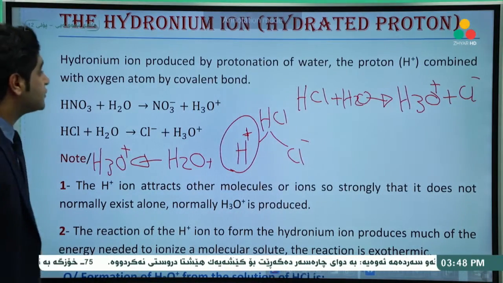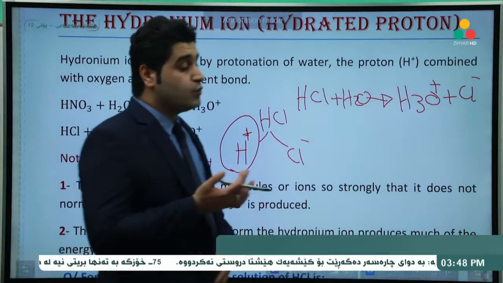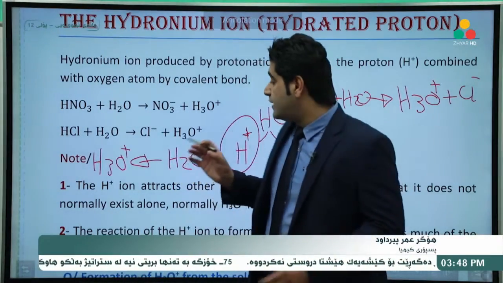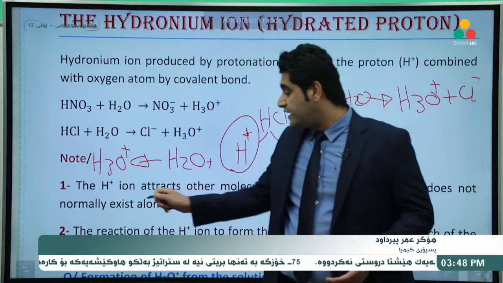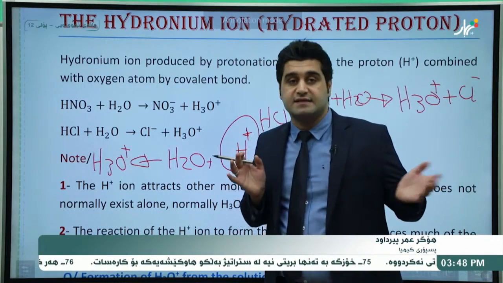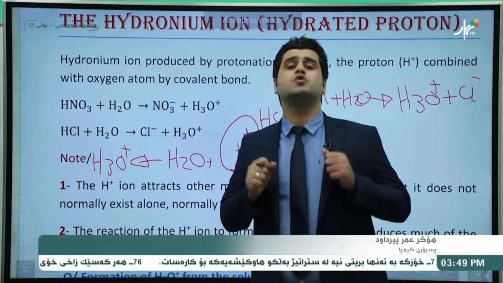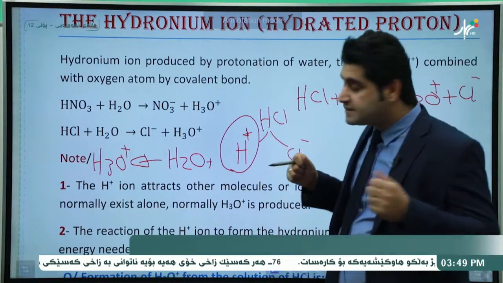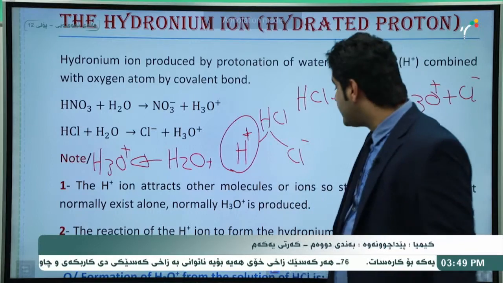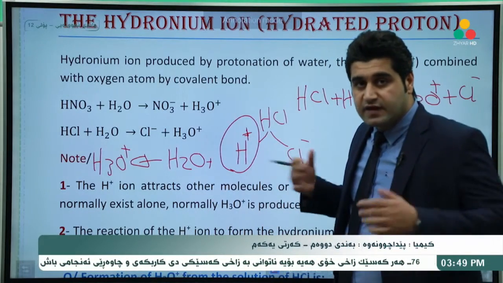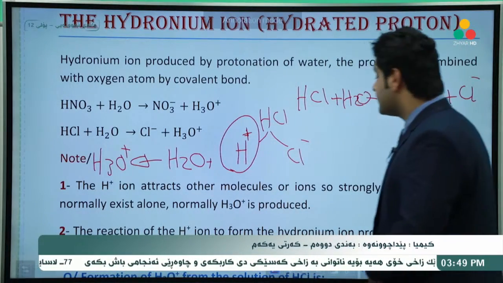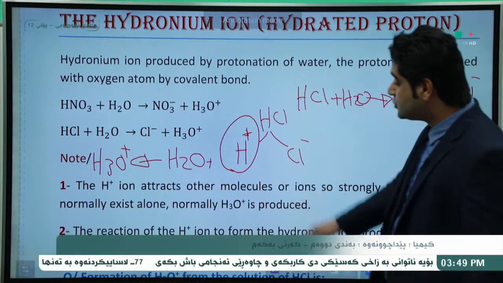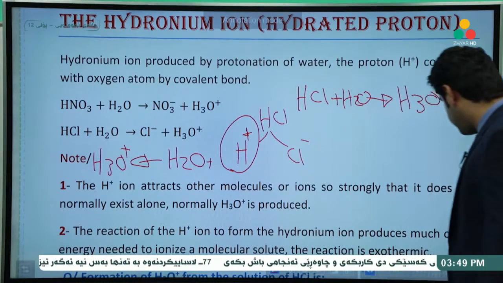So how do we get the hydronium ion? Firstly, when we put the acid into water, the H ions will be separated from the acid, and because they are too active, they are super active, they cannot stay freely alone. That's why they're going to form a covalent bond with the oxygen of water to form a hydronium ion, which is exothermic.